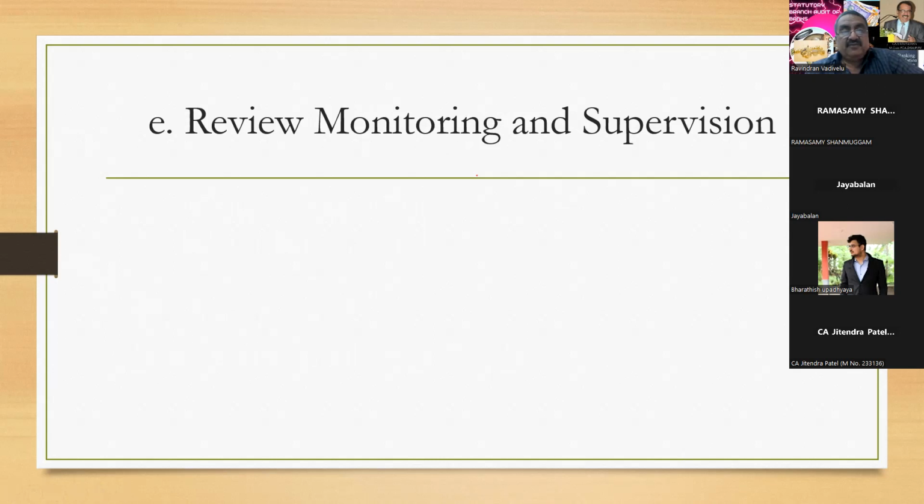What is the difference between review and renewal in loan? So review, monitoring and supervision. What is the difference between review and renewal? Review is just temporary. Yeah, Jaibalan sir. Then other members.